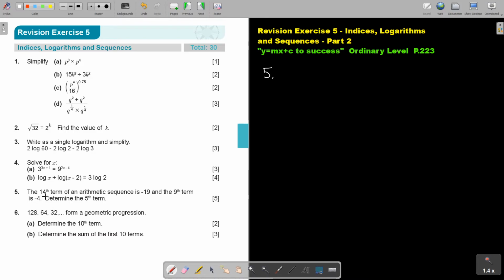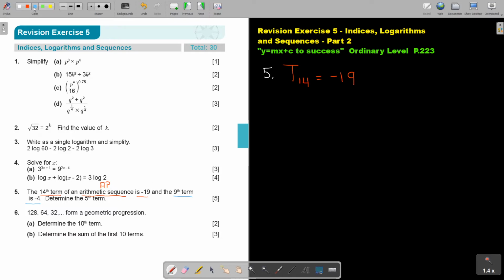The 14th term of an AP, I like to write for myself AP, is negative 19. And the 9th term, I take another color, the 9th term is negative 4. Find the 5th term. Oh, it's a bit challenging, but we did the sum like this. Can you remember? It's that simultaneous equation. So we're just going to start with it. We're just going to run with it. So let's start. We're going to say the 14th, and I'm going to use my colors. What did I use? Red. The 14th term is negative 19.